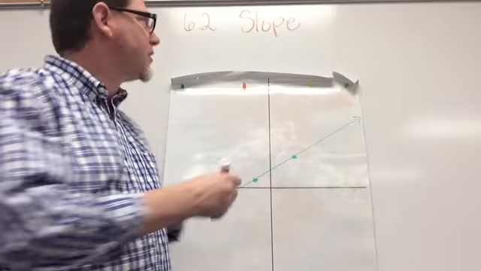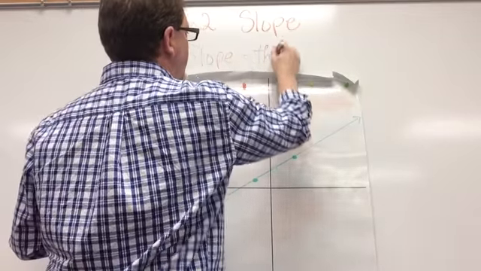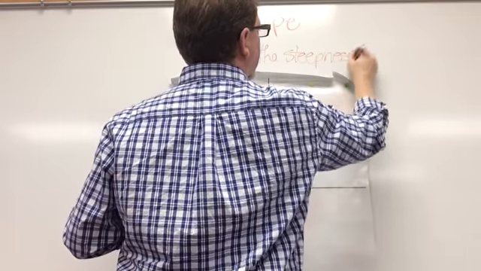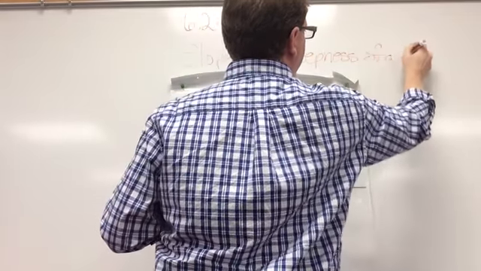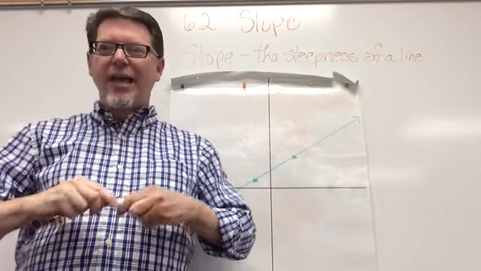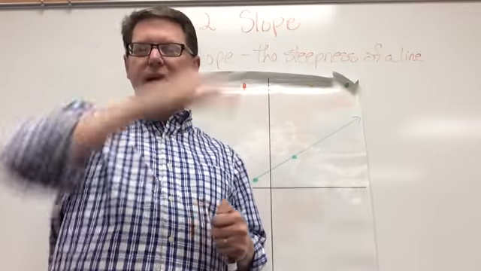Now what is slope? Slope can be defined as the steepness of a line. Okay? The steepness of a line. How steep is the line, or how not steep is the line as we look at it.